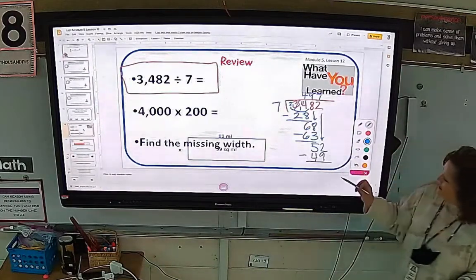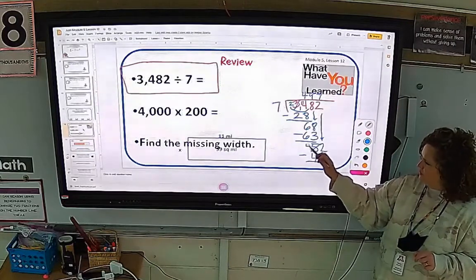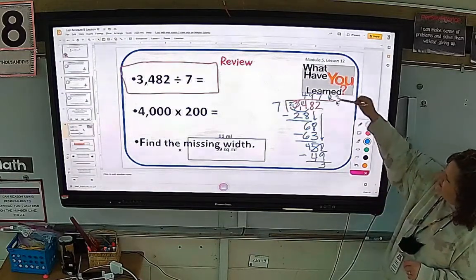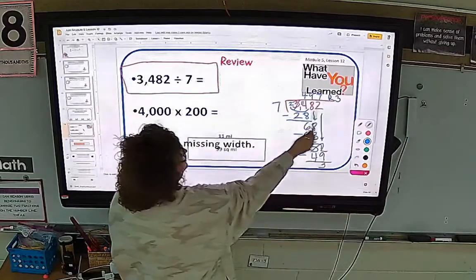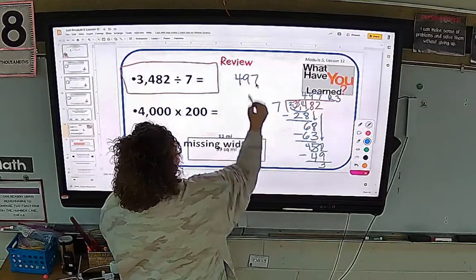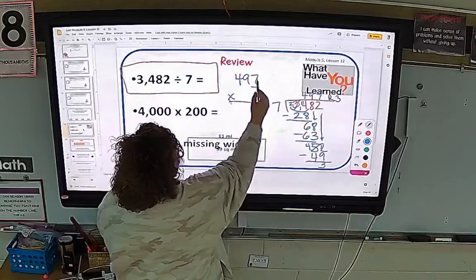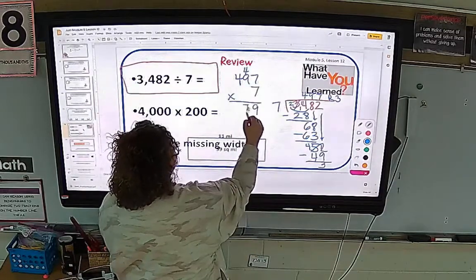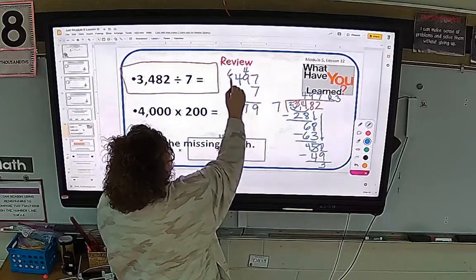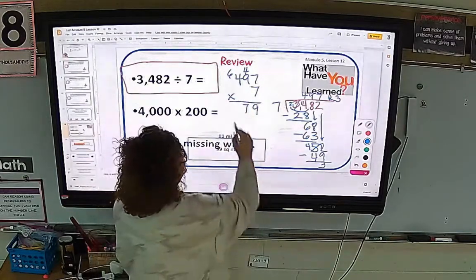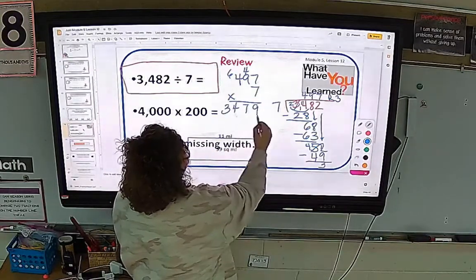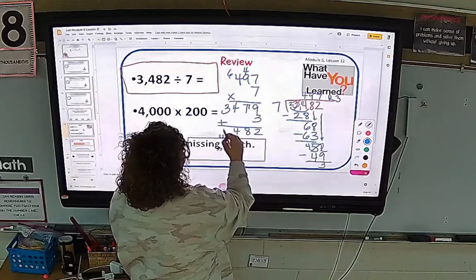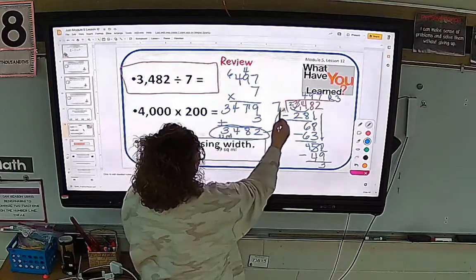And when I subtract that, I don't know that immediately, so I've got to do some borrowing here. 12 take away 9 is 3. So that is going to become my remainder. That's a little hard to see. It's 497, remainder 3. So let's check that. Times 7. 7 times 7 is 49. 7 times 9 is 63, plus 4 more is 67. 7 times 4 is 28, plus 6 more would be 34. Plus the 3, which is the remainder. $3,482. Okay.